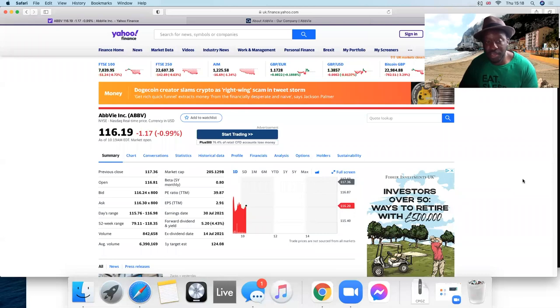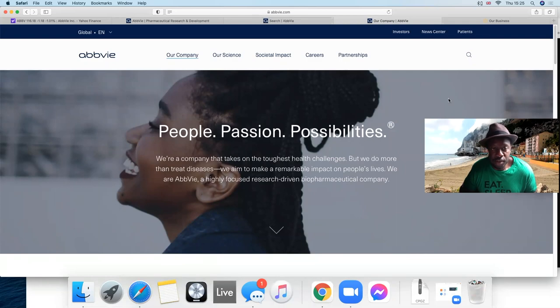So I don't think they're going to slip up now and lower the dividend. It would make no sense. So AbbVie are definitely one of my favorite stocks in the healthcare sector. AbbVie are a company that takes on the toughest health challenges. They do more than treat diseases. They aim to make a remarkable impact on people's lives.